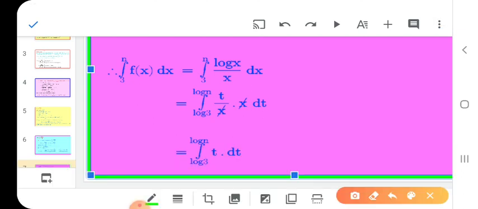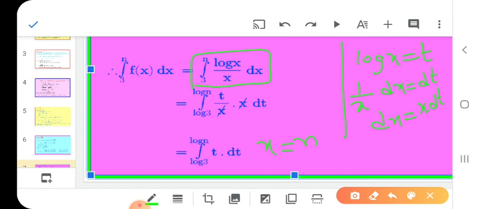See, here the function is log x by x. So I let log x equal t. Differentiating with respect to x, 1 by x dx equals dt. That implies dx equals x into dt. Okay, next. What is the limit value here? n.